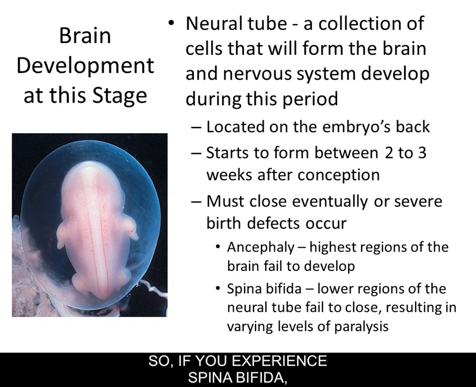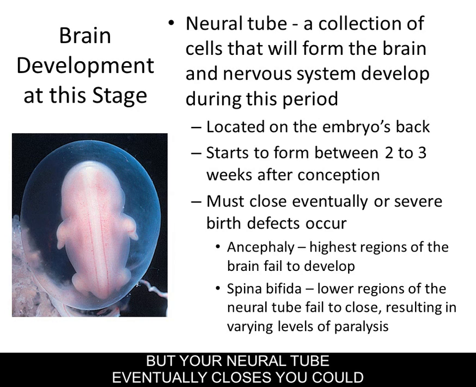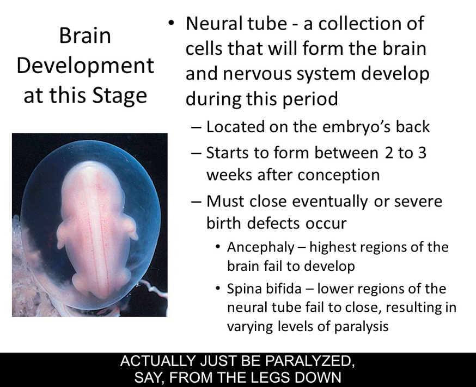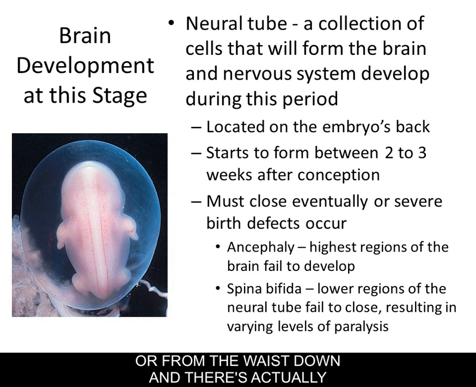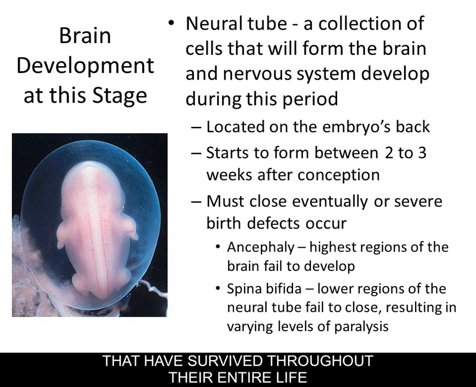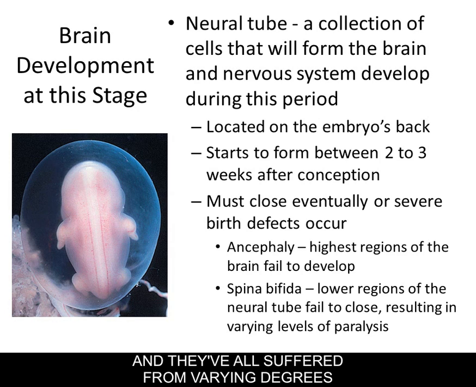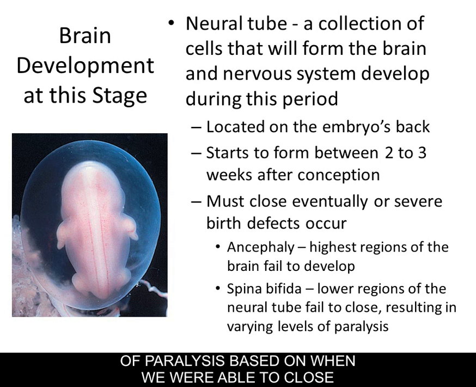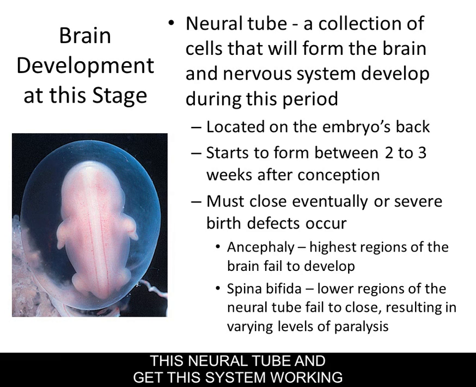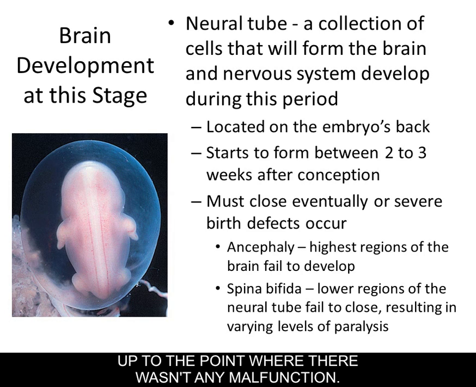So if you experience spina bifida, but your neural tube eventually closes, you could actually just be paralyzed, say, from the legs down or from the waist down. And there's actually a number of people that have survived throughout their entire life with spina bifida, just kind of this failure of this neural region to close at the right time. And they've all suffered from varying degrees of paralysis based on when we were able to actually close this neural tube and get the system working up to the point where there wasn't any malfunction.